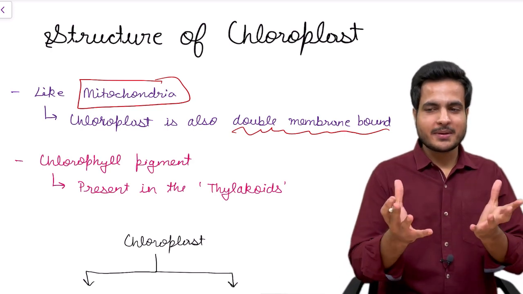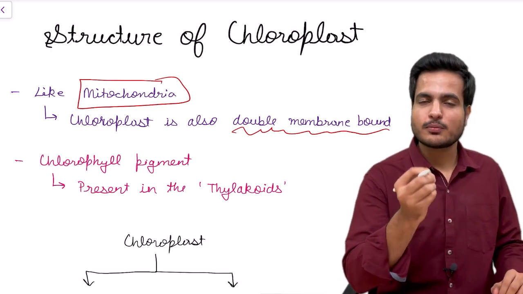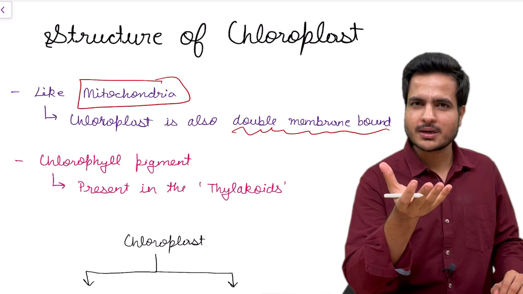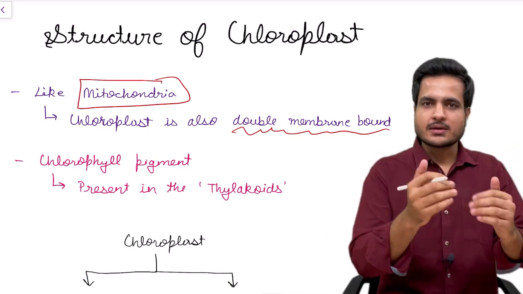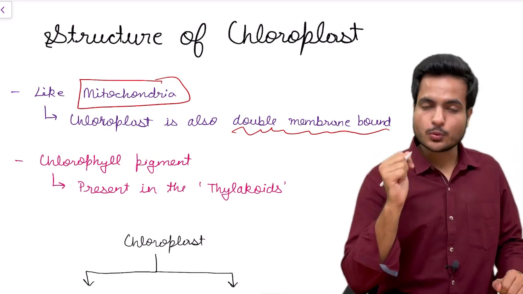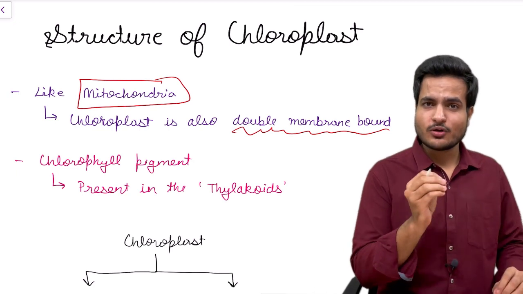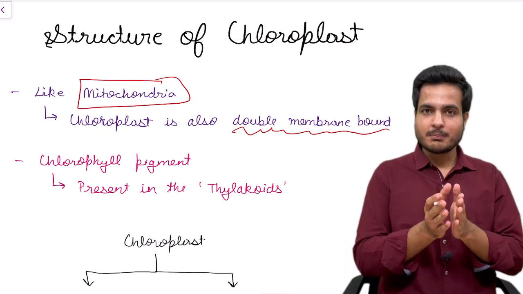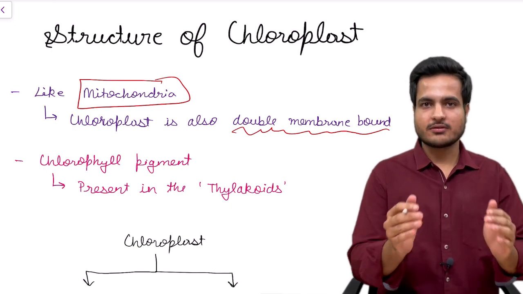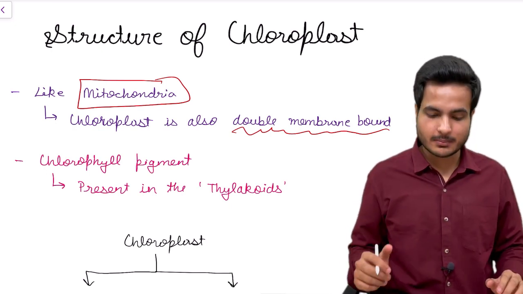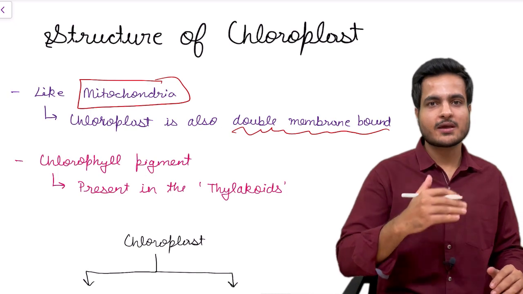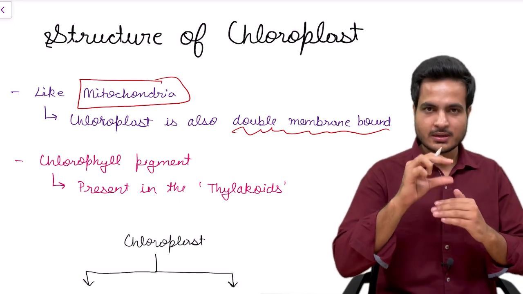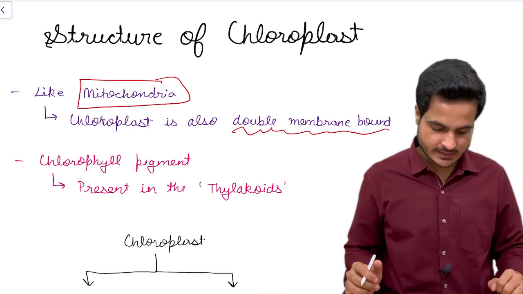Few students might be confused that rough endoplasmic reticulum is also double membrane bound just because it has so many cristae. But no friends, RER, that is rough endoplasmic reticulum, is actually single membrane bound, but the membrane is folded upon itself. That's not a double membrane bound structure, because double membrane means we should have an outer and inner membrane followed by the intermembrane space.